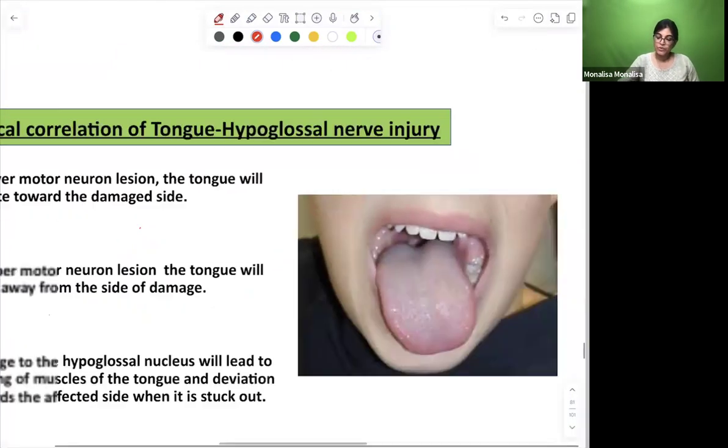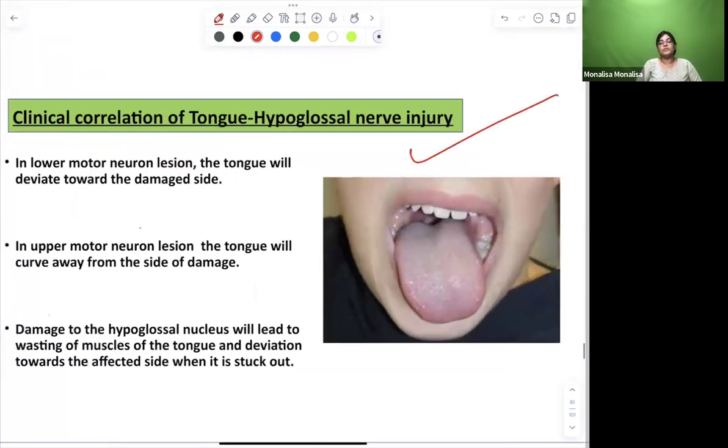If there is injury to the tongue muscle, genioglossus, it will lead to deviation of the tongue to the same side, that is ipsilateral deviation of the tongue due to paralysis of the genioglossus muscle.